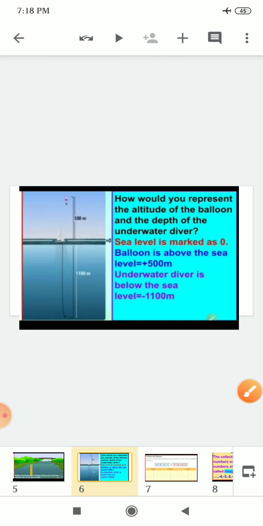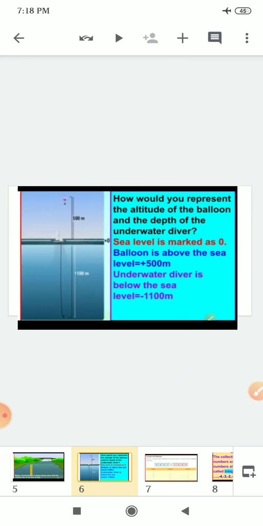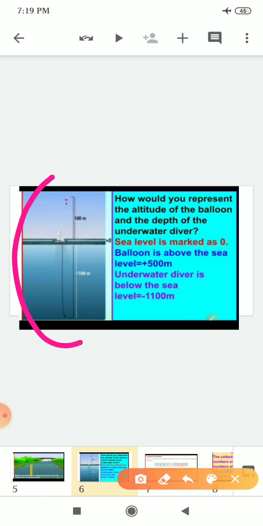We have a picture here. How could you represent the altitude of the balloon and the depth of the underwater diver? See how you can measure the altitude, the height of this. It is already given as 500 meters. Look here: it is given above 500 meters, and the underwater diver is at 1100 meters.